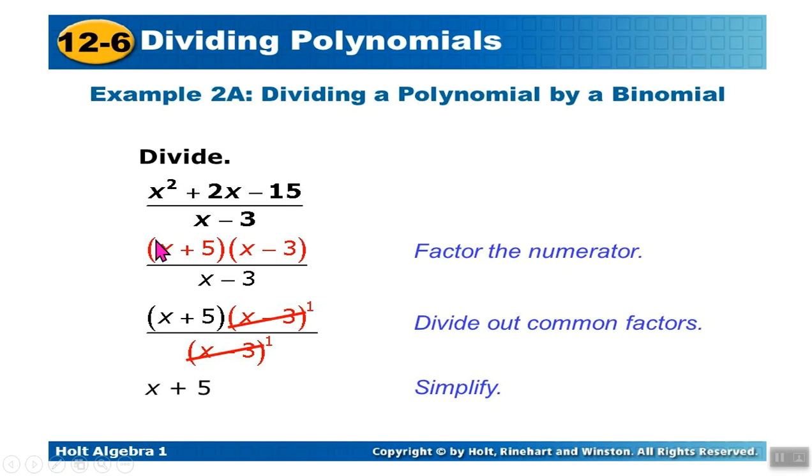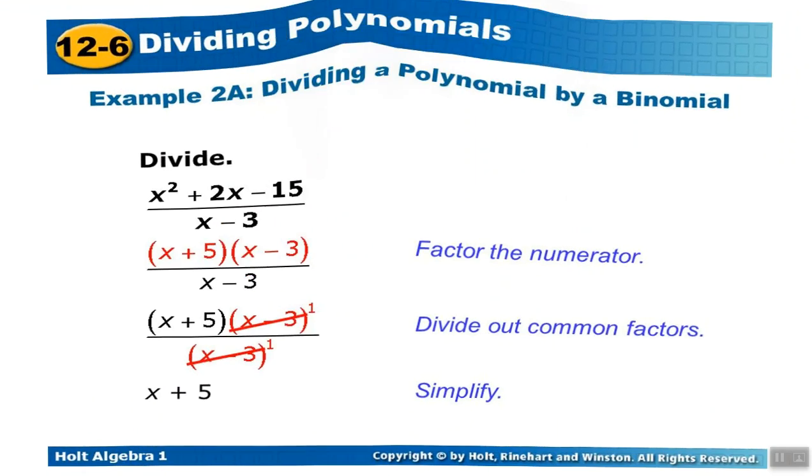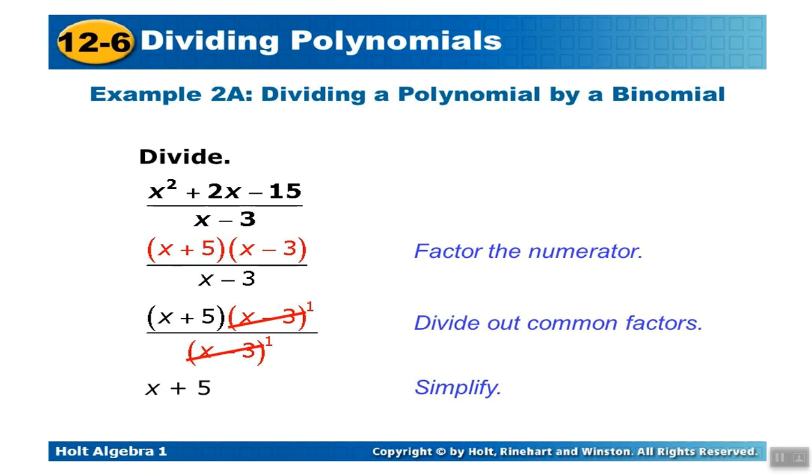x squared will be factored as x and x. And 2 numbers again, if we multiply, we get negative 15. If we add, we get positive 2. The 2 numbers are positive 5 and negative 3. Positive 5 times negative 3 is negative 15, and positive 5 plus negative 3 is positive 2. Okay, so this is the correct choice.